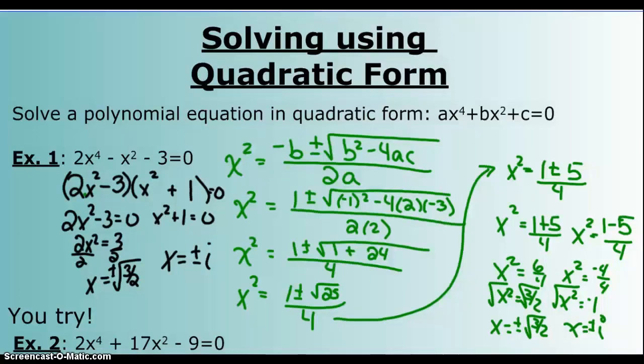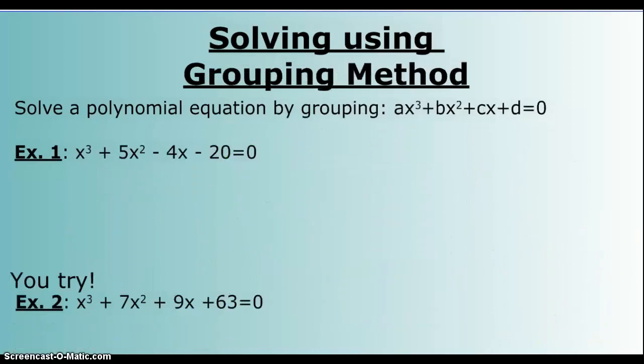Okay, the answers you should get for number 2 are x equals plus or minus radical 1/2, and x equals plus or minus 6i. Now we're going to do grouping.